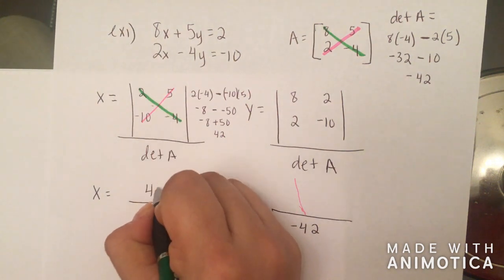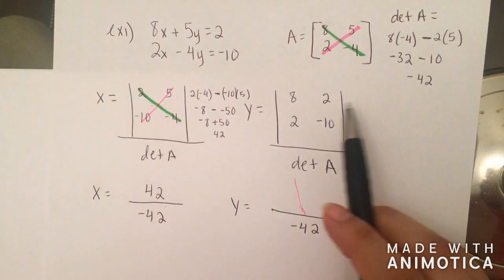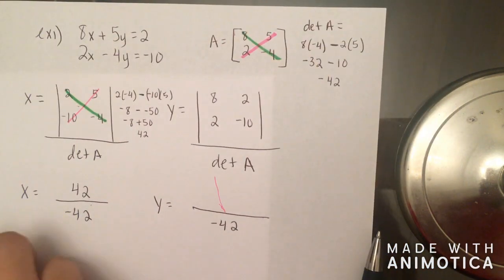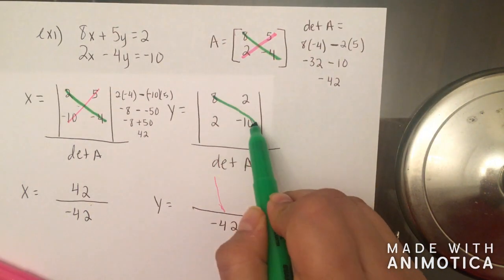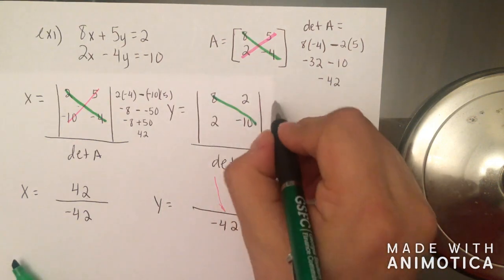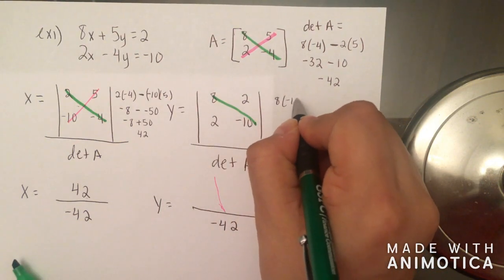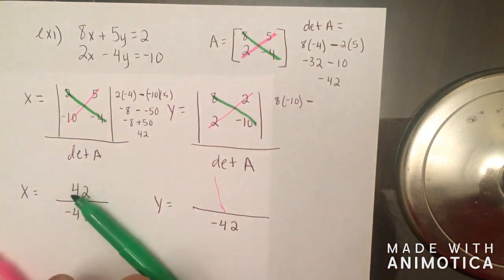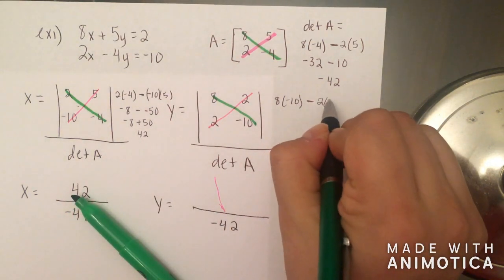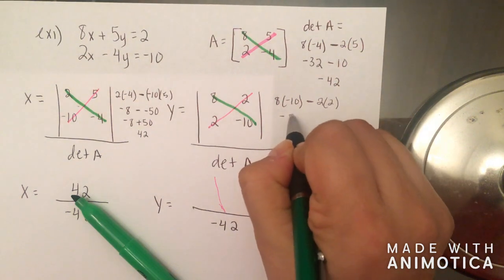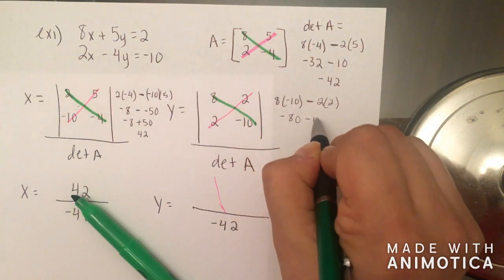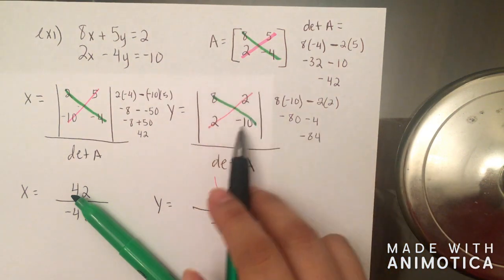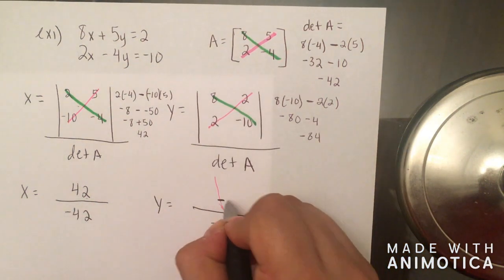So 42 goes here. And now I have to find the determinant of this matrix. Same process, 8 times negative 10 minus, and then that's a 2 times 2. So that's negative 80 minus 4, which is negative 84. So that's the determinant of this numerator, negative 84.